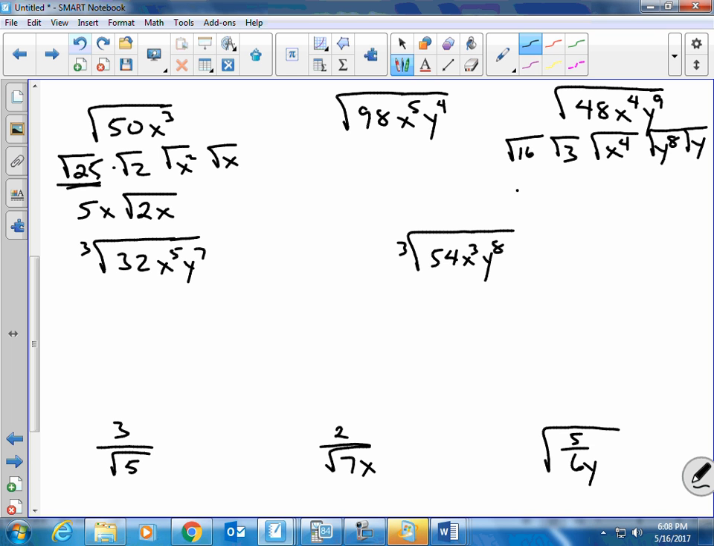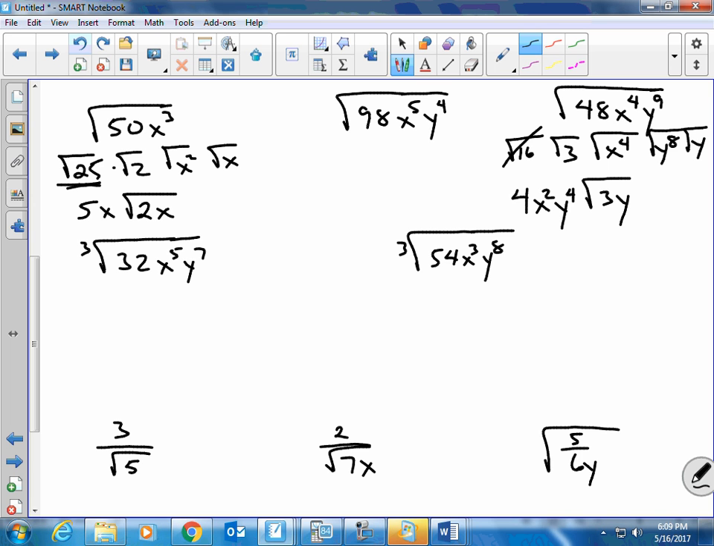Okay. Square root of 16 is 4. If you need to do that, mark it off so you know you've used it. Square root of x to the fourth is x squared, because x squared times x squared is x to the fourth. The square root of y to the 8th is y to the fourth, because I simply divide it by 2, because y to the fourth times y to the fourth is y to the 8th. What's left inside? I did nothing with the 3, because it's a decimal answer. I did nothing with the y, because it's not a perfect square.